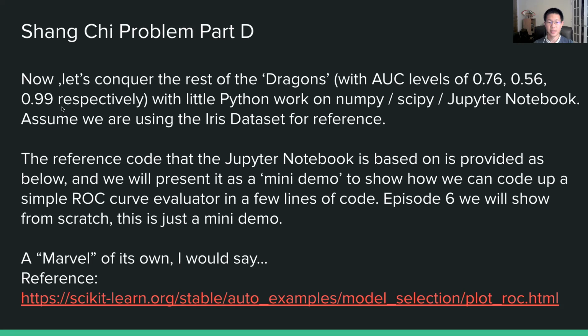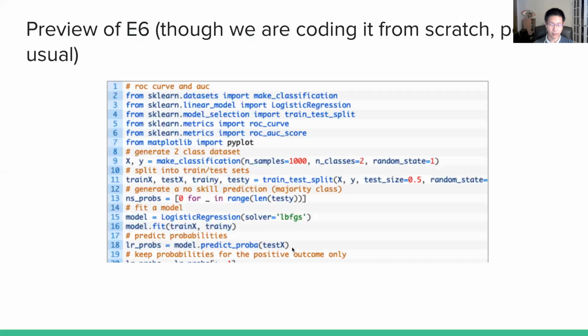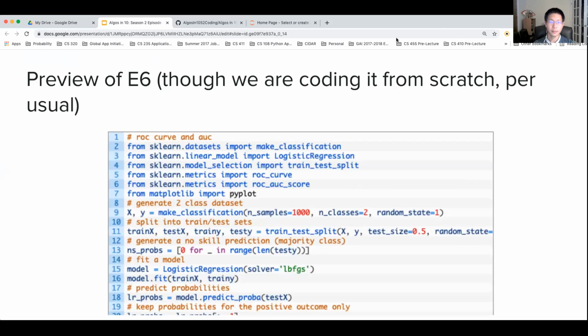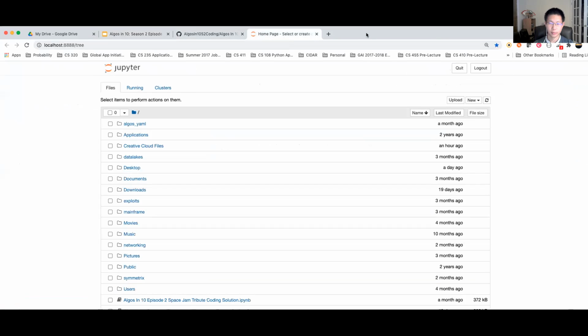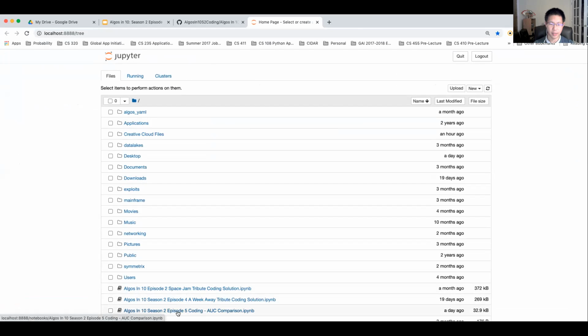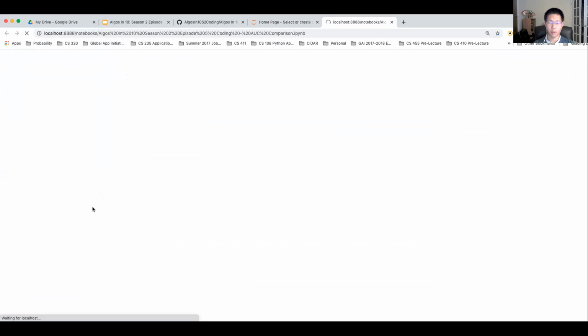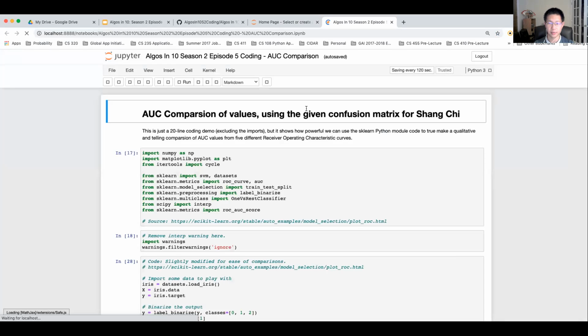And to make this easy, we're going to use the iris data set for reference. This reference code is not by me, it's by sklearn, which is great, scikit-learn. But I modified it a bit to make it easy to read. So here we go. Here's the code I made, a little mini code demo I made for this episode. It's really short. It's basically only one Jupyter Notebook cell.